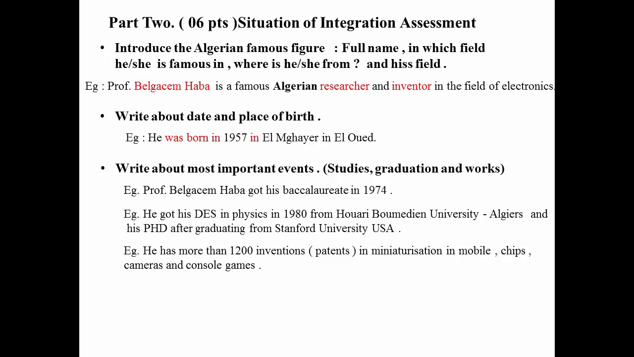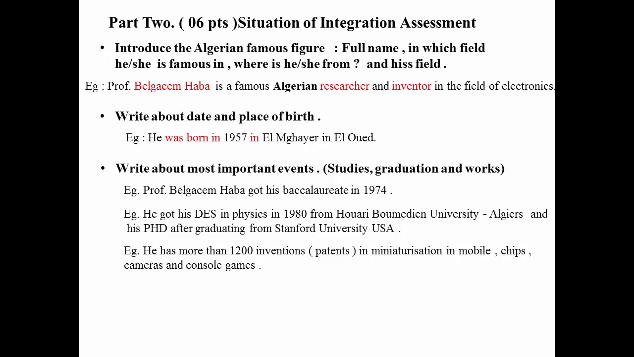Then you move to his works. You can say simply, he has more than 1,200 inventions or patents in miniaturization in mobile chips, cameras, and console games. So this is his work. What did he invent? Okay, and you know that Belgacem Habba is classified as one of the most prominent inventors in the Arab world and in the globe.